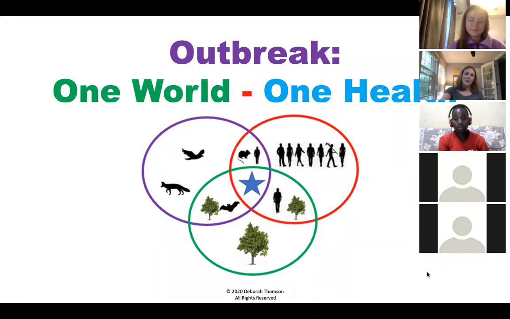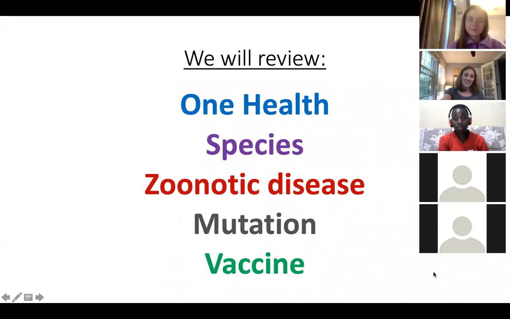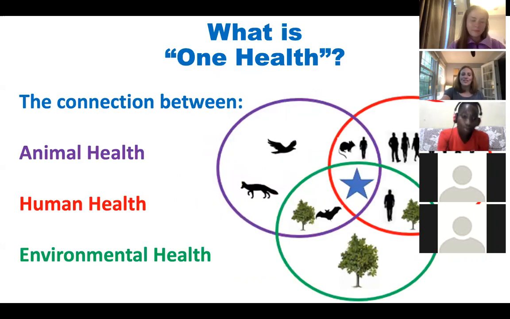We're going to go through a few different terms today. One Health, species, zoonotic disease. I know it's a long one, but we'll get through it. Mutation and vaccine. First, what is One Health?